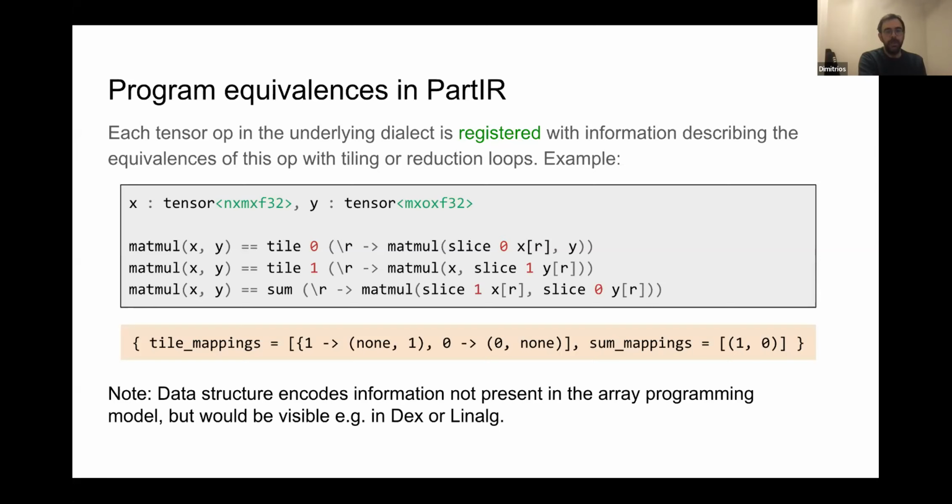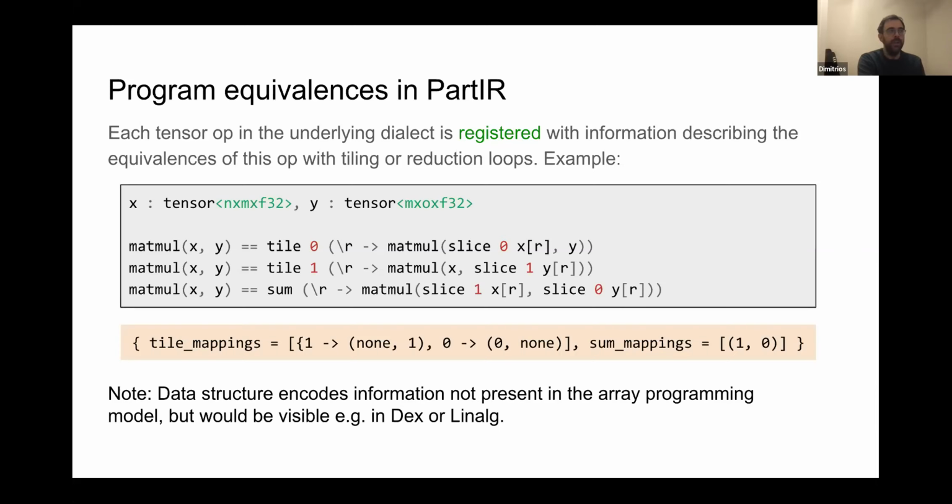So for example, let's think of a familiar matrix multiplication, where we have x of type n times m and y of type m times o. What kind of equalities hold for this matrix multiplication? Well, we know that if we try to multiply x and y, that's equivalent to doing smaller multiplications with slices of the first input along the 0 dimension, and then stacking them all back together. This is the first equation I have up there.